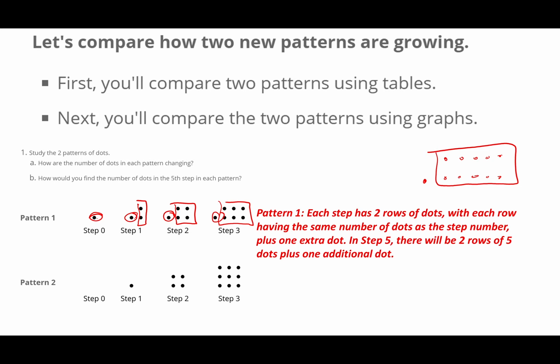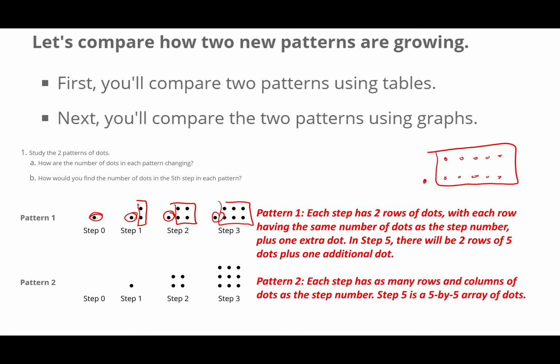For pattern 2, step 0 doesn't have any dots, and then step 1 has 1. Step 2 and step 3 are continuing to grow, and these are forming squares. So in pattern 2, each step has as many rows and columns of dots as the step number.